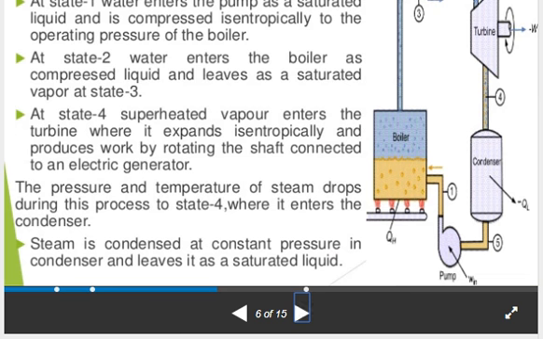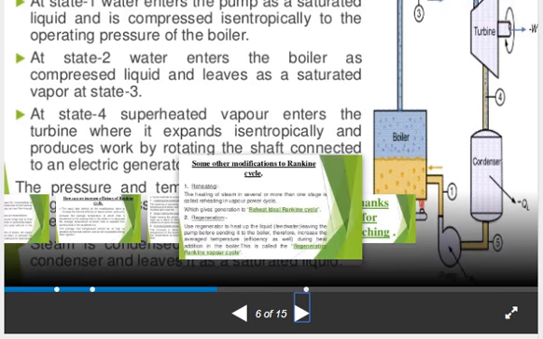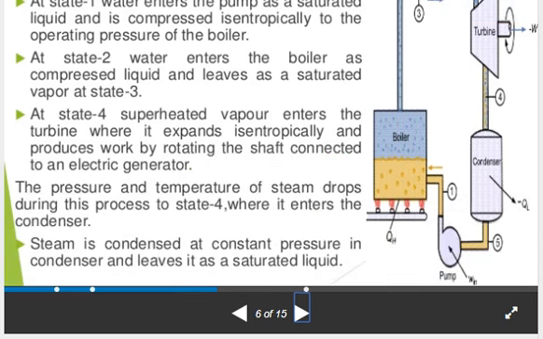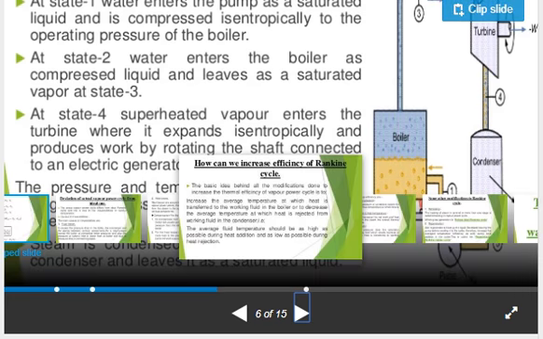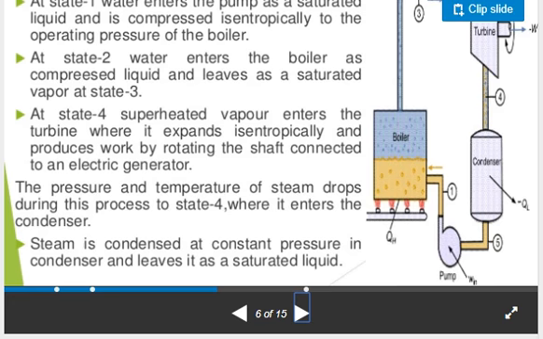Then we discuss the explanation of that. What is happening in this given diagram? We can see the condenser, pump, boiler, and turbine. First of all, at state 1, the water enters the pump as a saturated liquid and is compressed isentropically to the operating pressure of the boiler. Then at state 2, water enters the boiler as a compressed liquid and leaves as a saturated vapor at state 3.